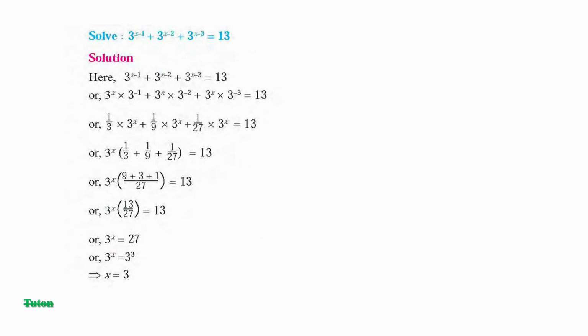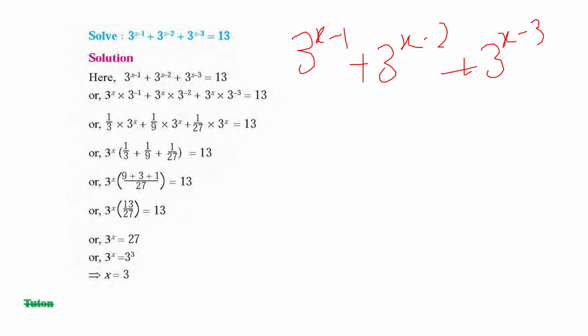The question says to solve the given equation. To solve this equation, we have to first understand what terms we have been given. Here we have 3 to the power x minus 1 plus 3 to the power x minus 2 plus 3 to the power x minus 3. First we will understand the left hand side terms. As we can see, there is a common factor in all of these terms, which is 3 to the power x.